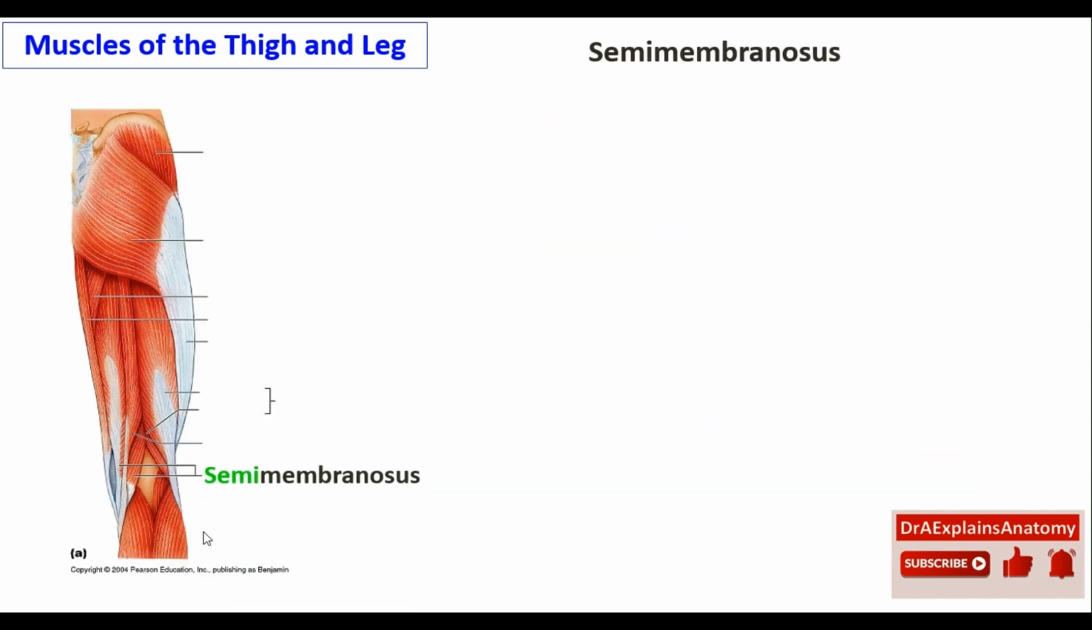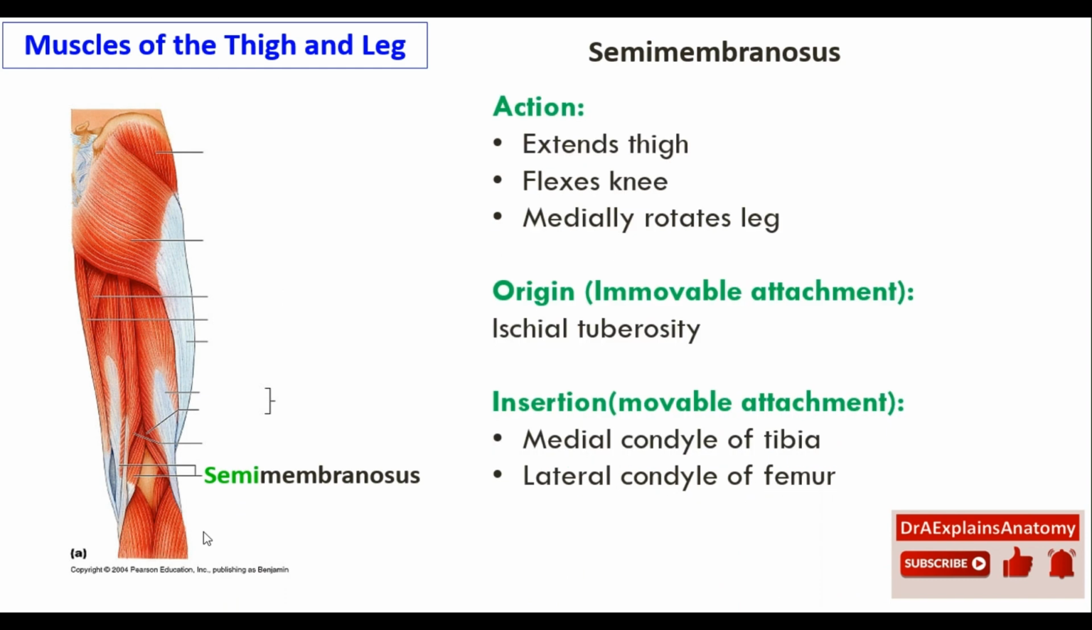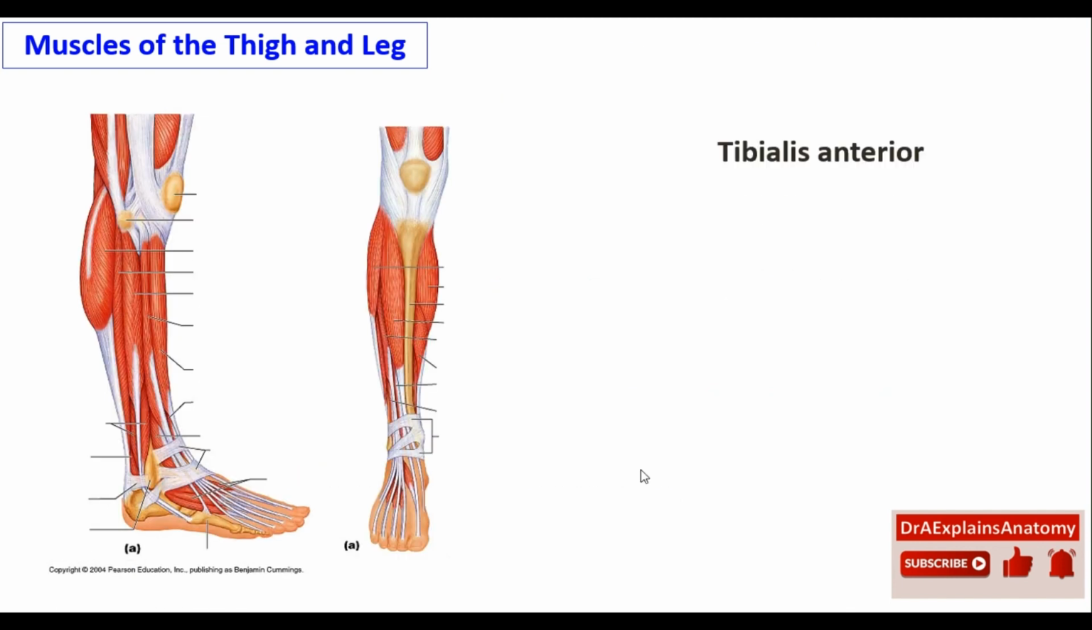Moving to the semimembranosus muscle, the action: it also extends the thigh, it flexes the knee, and it medially rotates the leg. The origin is the ischial tuberosity, and the insertion, the medial condyle of the tibia, and also the lateral condyle of the femur.